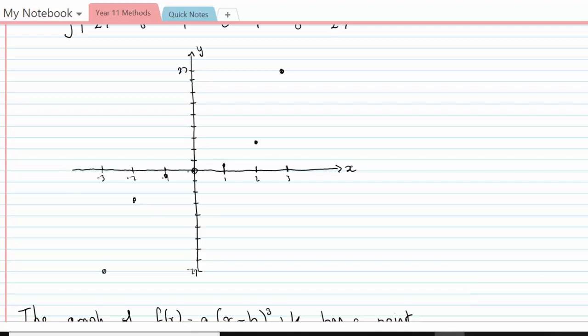So to draw this, we make a nice smooth curve through these points. And up this way as well. And there we have it. This is what the graph of y equals x cubed, or f of x equals x cubed, looks like. This graph has an important point. So this point right here is called a point of inflection.